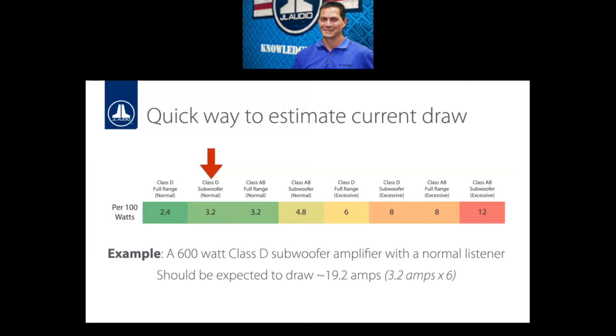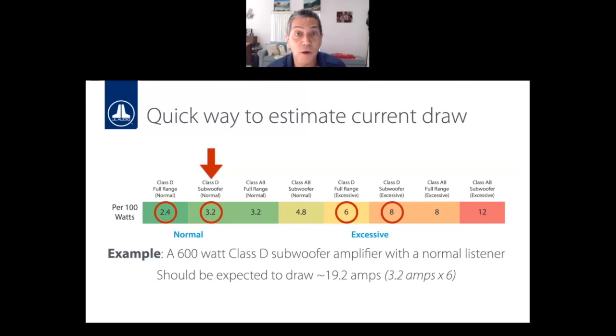right. If you notice those numbers are going higher, and you can do this by using a clamp-on amp measurement tool, which basically just detects the amount of current going through a wire. If you think that it's going higher than that, you probably have a more excessive listener. And if you take a look over on the other side, you'll see that an excessive listener can draw more than double the amount of current in the same application.